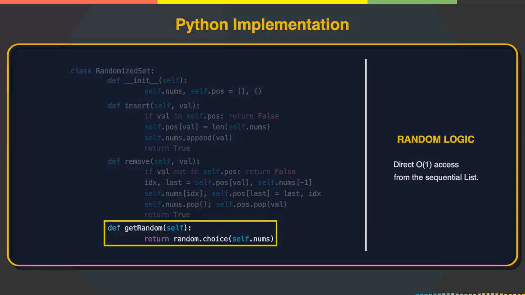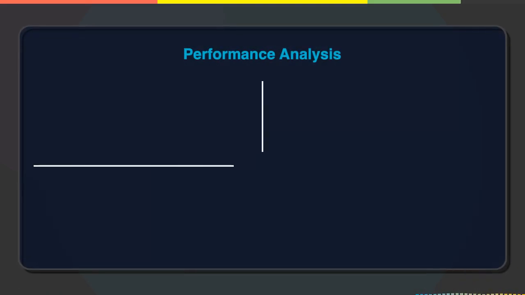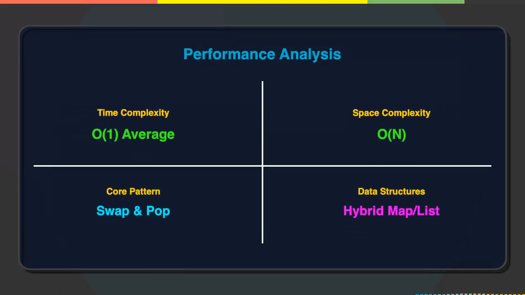Looking at the complexity, the time complexity is average O(1) for all 3 operations. This is possible because hash map lookups and array appends or pops are all constant time. The space complexity is O(n), where n is the number of elements we store in our data structure. And that is the Insert Delete GetRandom challenge mastered.